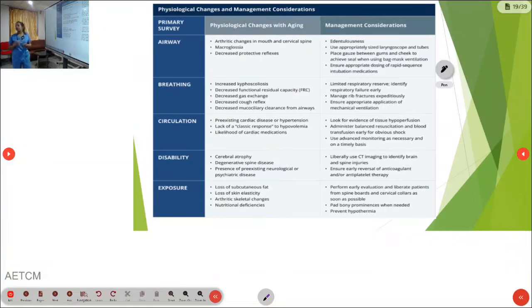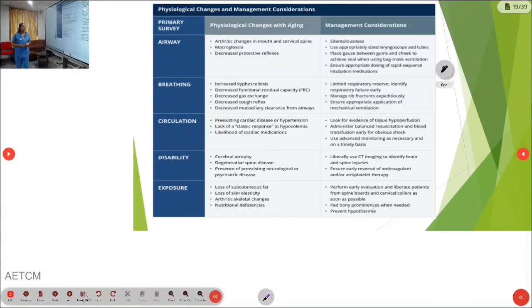So we have to look for tissue hypoxia by looking at the capillary refill time, and we will administer balanced resuscitation and blood transfusion early for obvious shock, and use advanced monitoring like base deficit and lactate for timely assessment. Then look for the classic signs of hypovolemia.